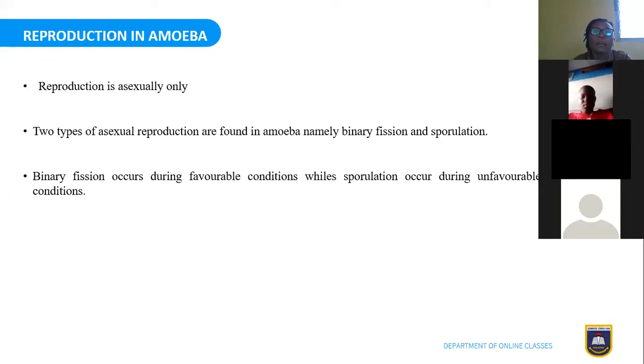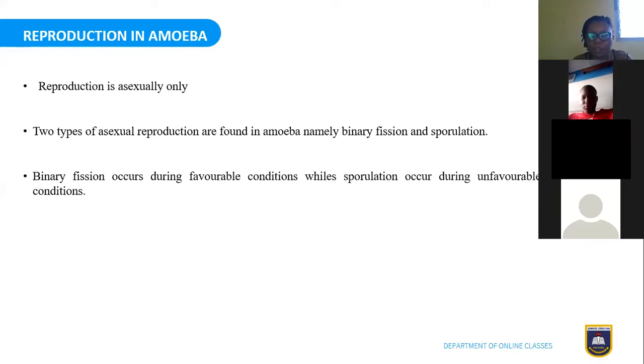Binary fission occurs when conditions are favorable. But when conditions are not favorable, another form of reproduction occurs, known as sporulation. Sporulation means the production or release of spores. So these are the two types of asexual reproduction that occur in amoeba: binary fission and sporulation.